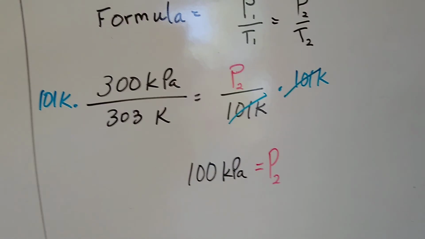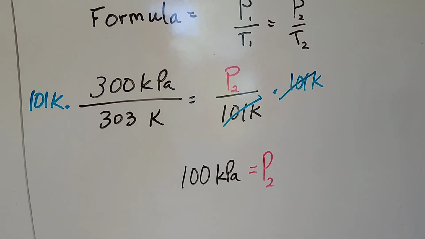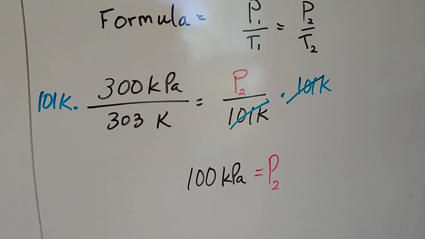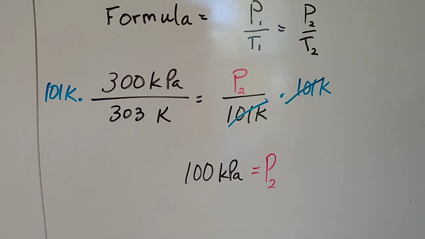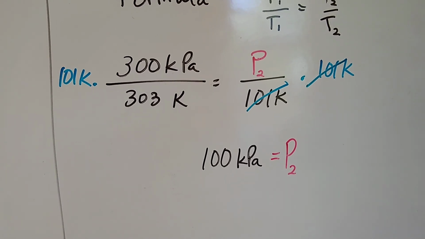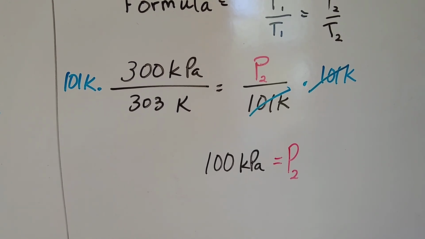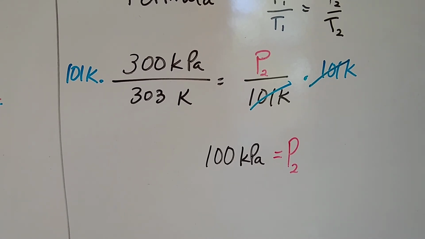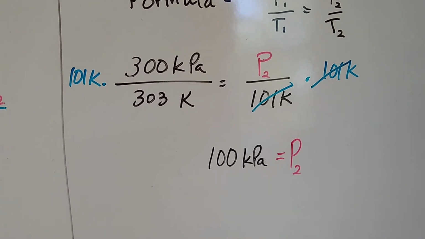So we had 300 kilopascals divided by 303 Kelvin is equal to an unknown pressure divided by 101 Kelvin. So when you carry out the math, you multiply both sides by 101 Kelvin in order to isolate your unknown. And so you have 101 Kelvin times 300 kilopascals divided by 303 Kelvin, and you get a value of 100 kilopascals. So your Kelvin temperature unit cancels, leaving you with pressure.